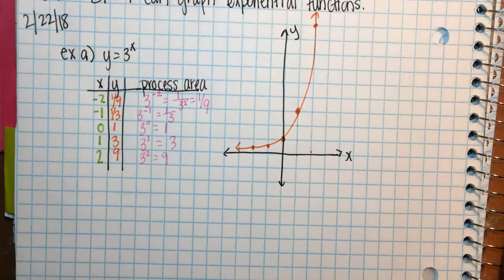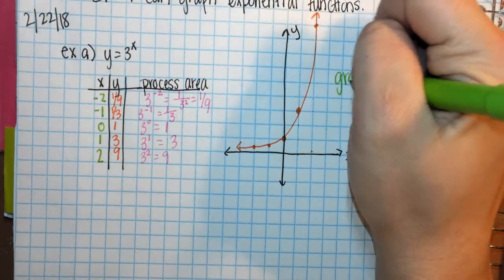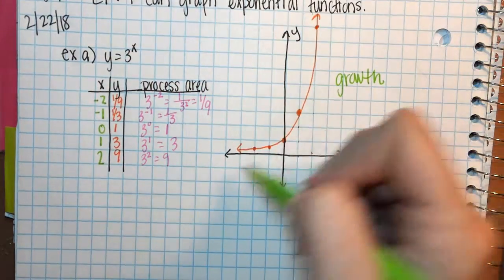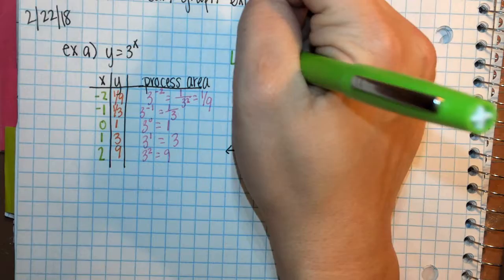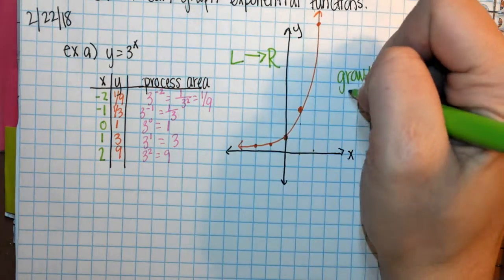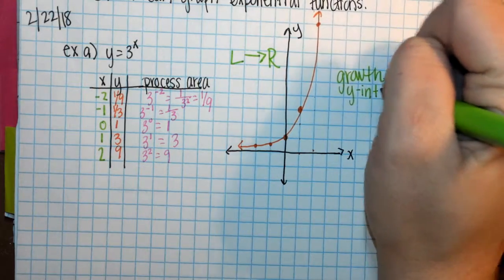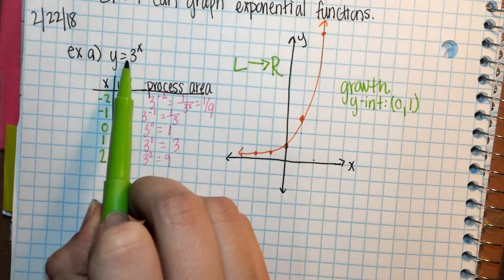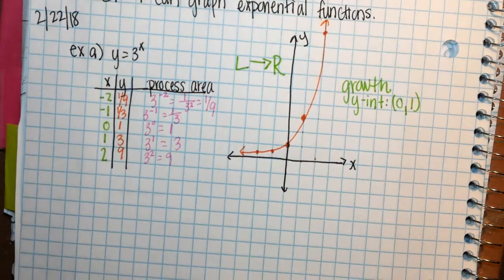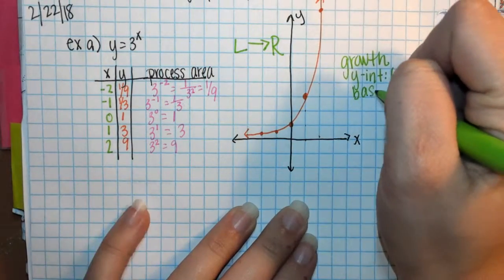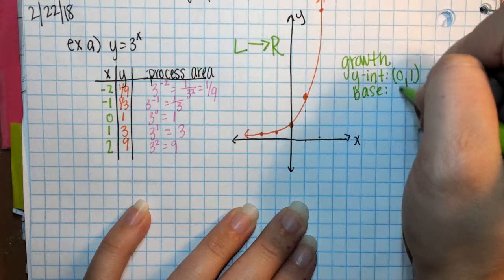So is this an exponential growth or decay? Growth, because it's increasing. And the way you know it's increasing is you go from left to right, and it's increasing. So always look from left to right. Okay, what's your y-intercept? 0, 1. Good. And remember, it's the number in front of the base. So the number in front of that base here is 1. What's our base? 3.